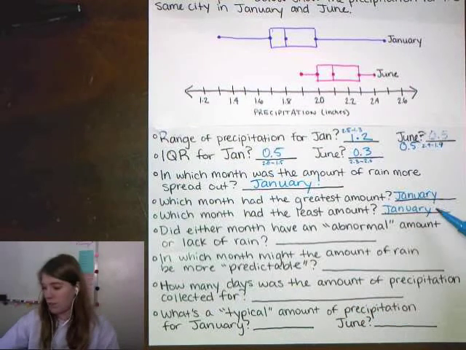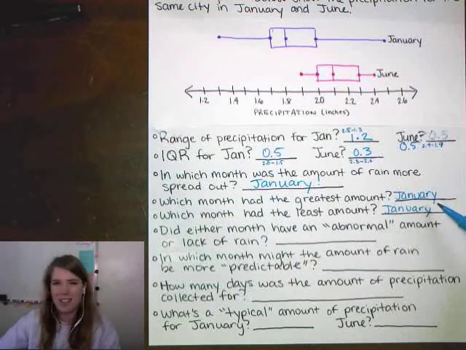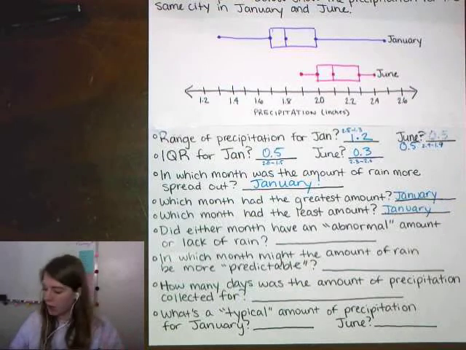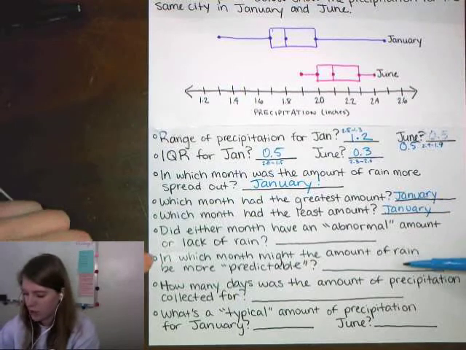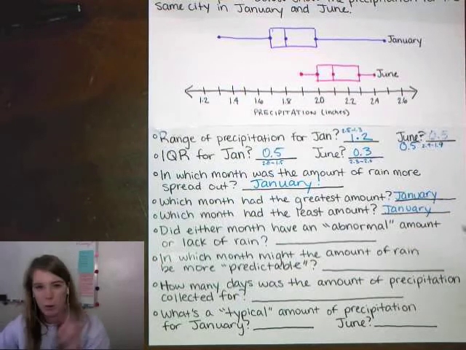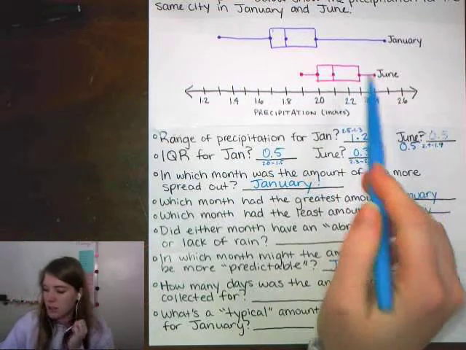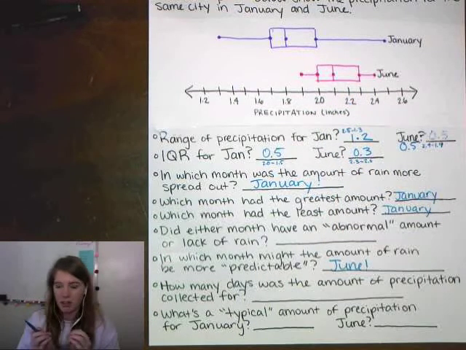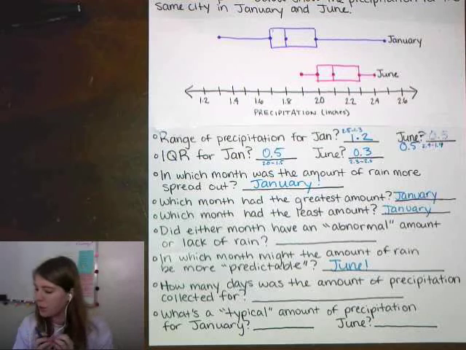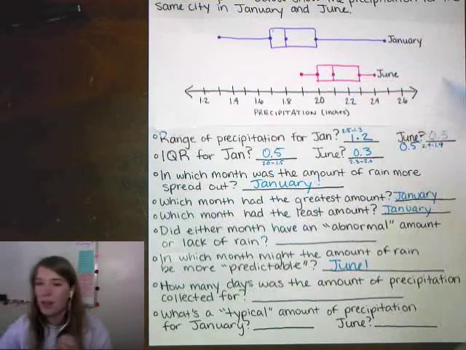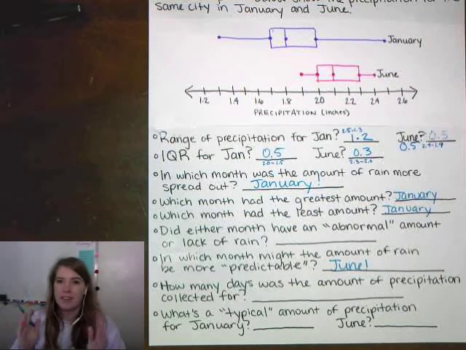The greatest value is the most. But because it also had the least and because it was more spread out, I'm going to pop down to this question here. In which month might the amount of rain be more predictable? Well, it's going to be June, right? Because the spread is a lot closer together, right? We're in between, what is it? 1.9 and 2.